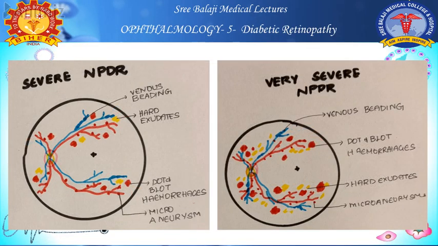So in severe NPDR, along with dot blot hemorrhage and microaneurysm, we are seeing some venous bleeding is present. The changes in the veins can be seen. In very severe NPDR, any of the 2 can be present or all of it can be present. We categorize it as very severe NPDR.